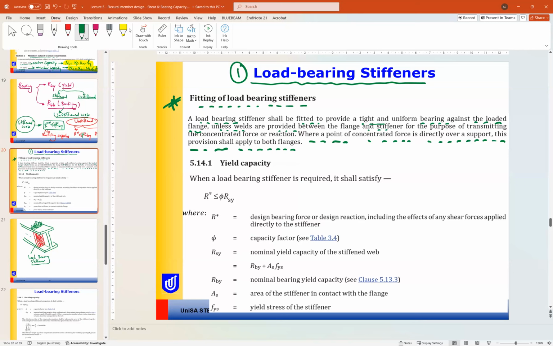So the first check or the first design requirement is the yield capacity of the stiffener. We have two design criteria again, buckling and yield capacity.